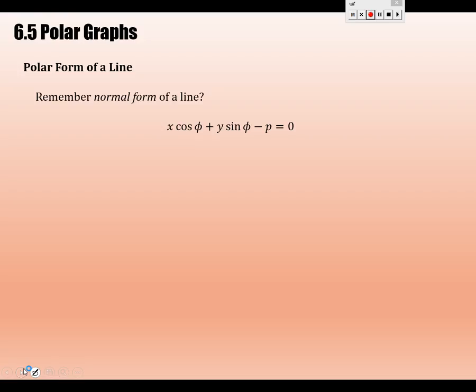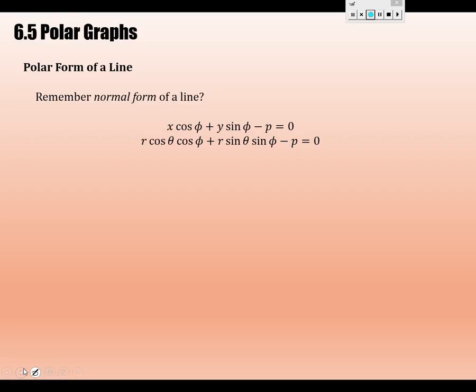It's definitely an angle because it's in Greek, right? And we're taking the cosine of it. The normal is that segment that connects perpendicularly from the origin to the line. That's called the normal. P is the length of that segment, and phi is the angle that it makes with the positive x-axis. Right?